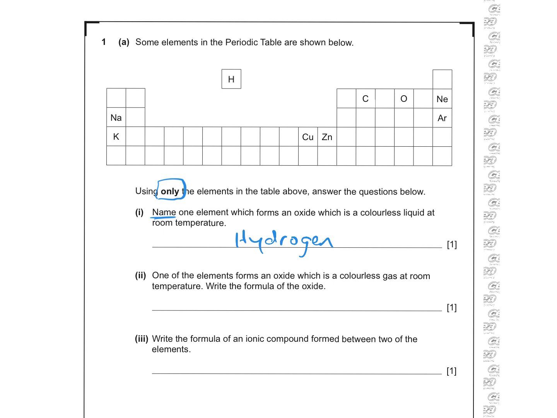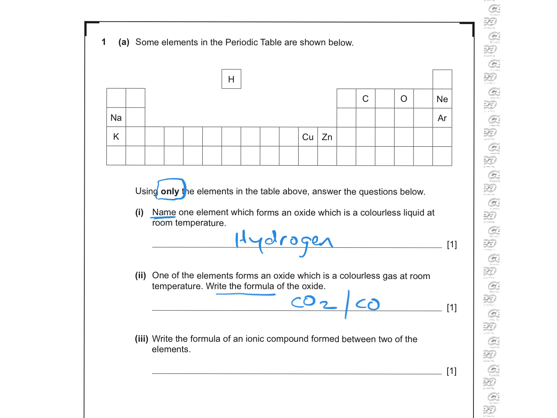Part 2, one of the elements forms an oxide which is a colourless gas at room temperature. I've already gone through this. When carbon reacts with oxygen, it forms carbon dioxide. That's a colourless gas. And I have to write the formula. So that will be CO2. I suppose you could also write CO, carbon monoxide.